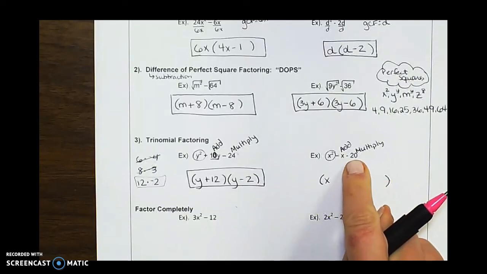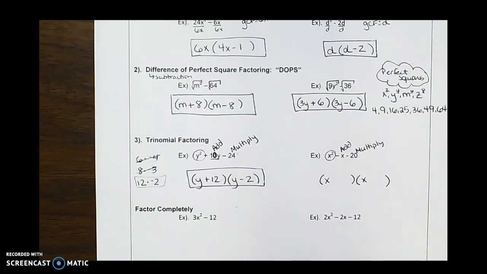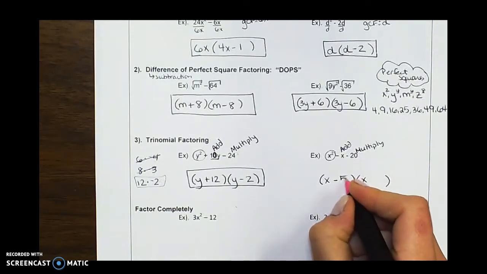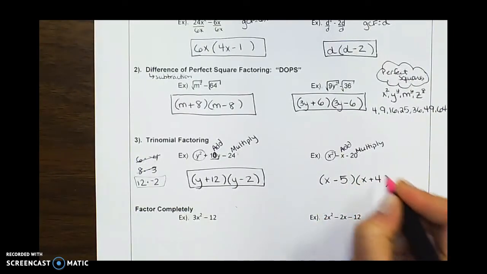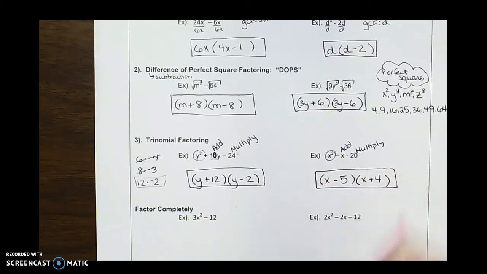So if they multiply to a negative, it has to have a positive and a negative. And if it adds to a negative, the bigger number is negative. So if I think carefully, that's going to be negative 5 and positive 4. And we've done it.